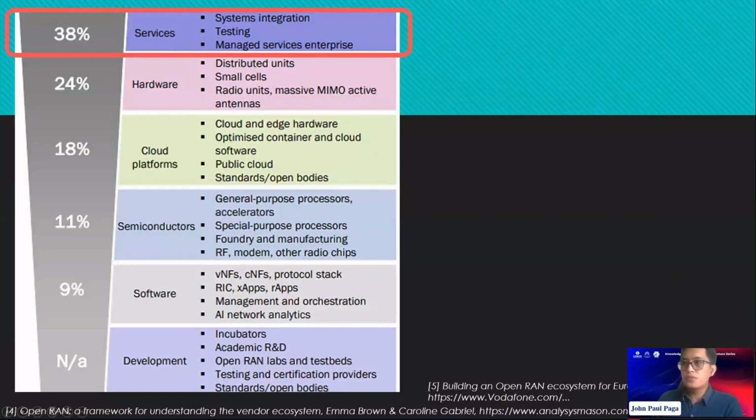Okay, let's start off with the services. Okay, services, it plays a very significant role in Open RAN value chain to test and integrate multiple vendor solutions. So ito nga yung na-discuss sa atin din kanina, that one of the big challenge in Open RAN is the integration. Since we are looking out for different vendors, different hardwares, different softwares, okay?